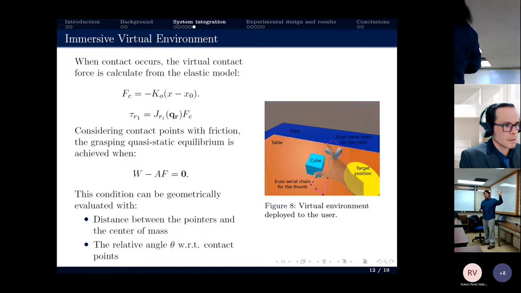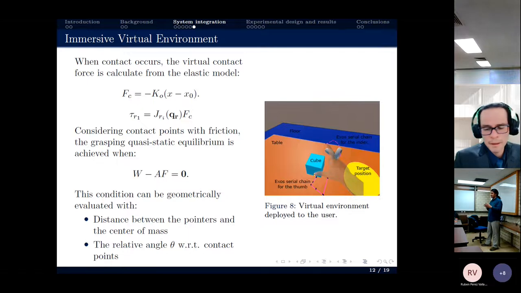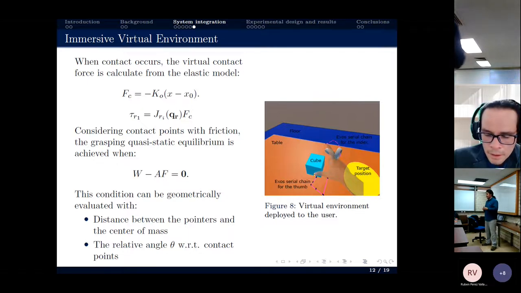Let's begin. Now, in regard to the immersive virtual environment, it was made in Unity and has virtual objects, just like the blue cube in figure number 8. This cube, or virtual object, has an associated force model. This is an elastic force model. For evaluation of the grasping and the manipulation of the object, we consider just geometrical conditions. So we measure the distance between the pointers, the fingertips of the user inside the virtual environment, and the center of mass, and the angle between the contact points. So with this, we are considering the force exerted over the object and the configuration of the grasp.